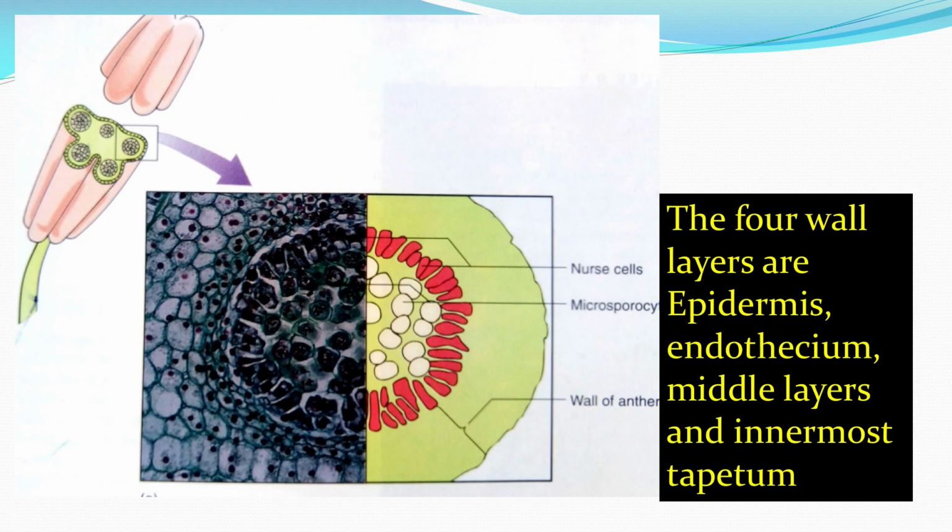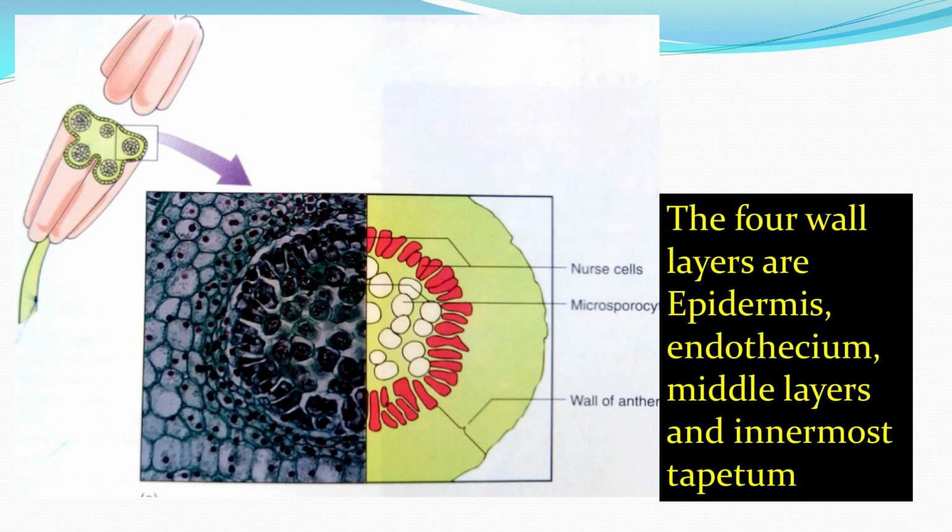Now, let us have a look at the anther wall. The anther wall consists of 4 layers. From the outer side, the outer one is the epidermis, brick shaped, flattened cells. It is a continuous structure. Inner to that is the endothecium. Endothecium is a single layer of cells.